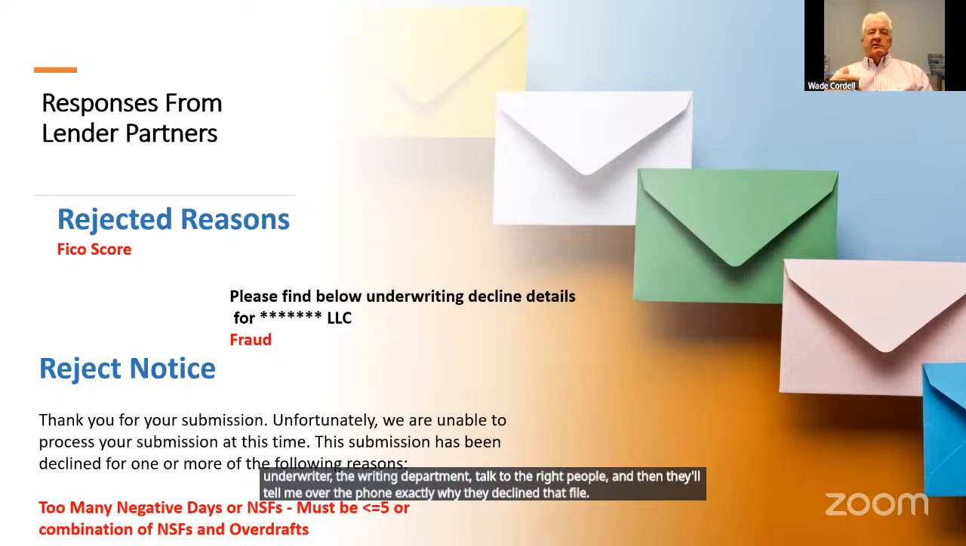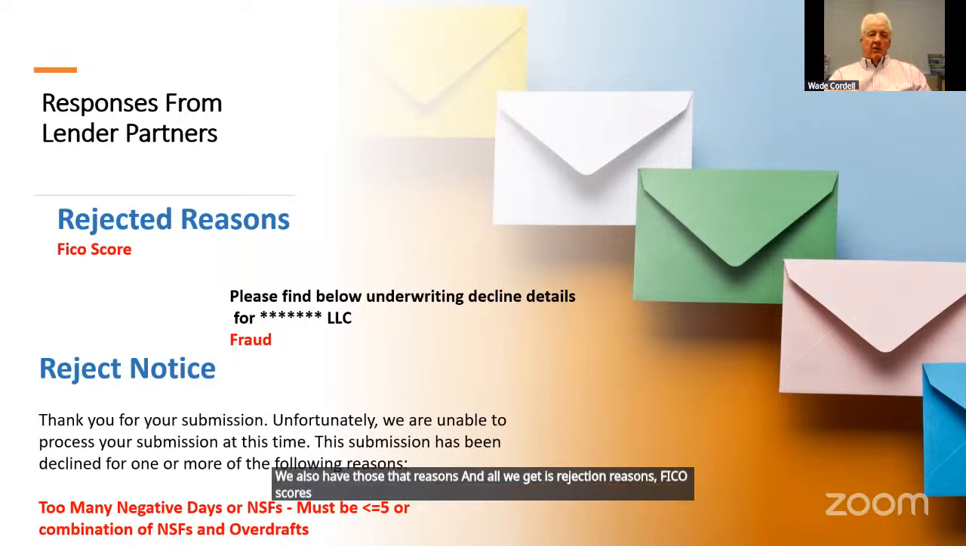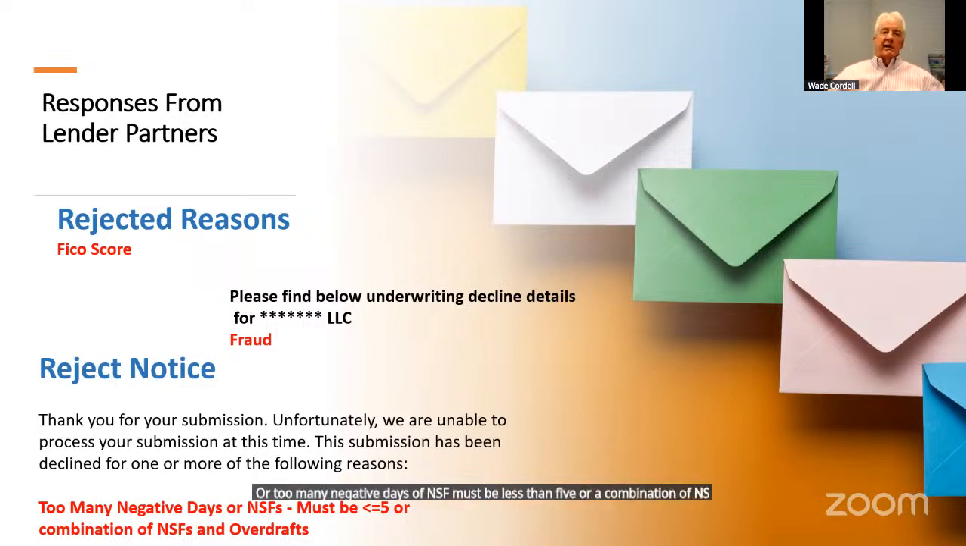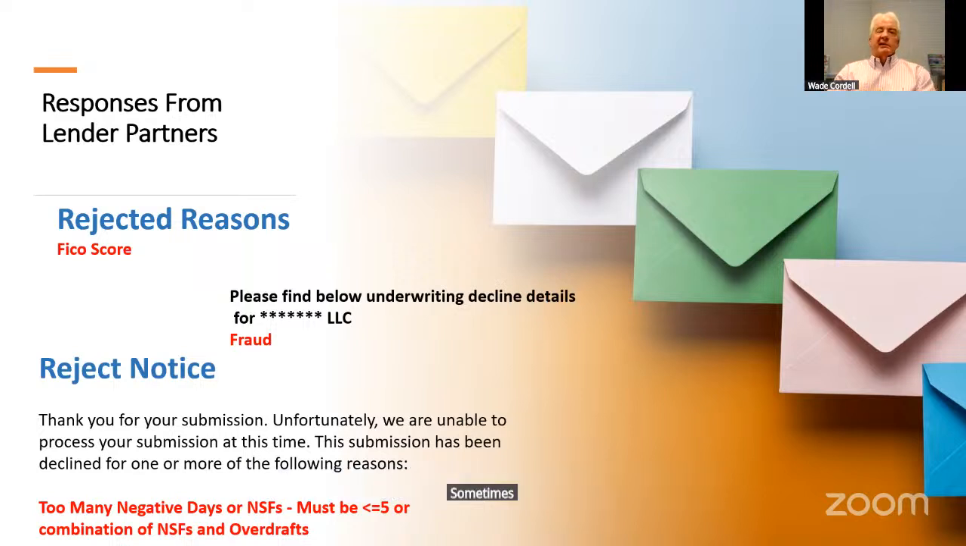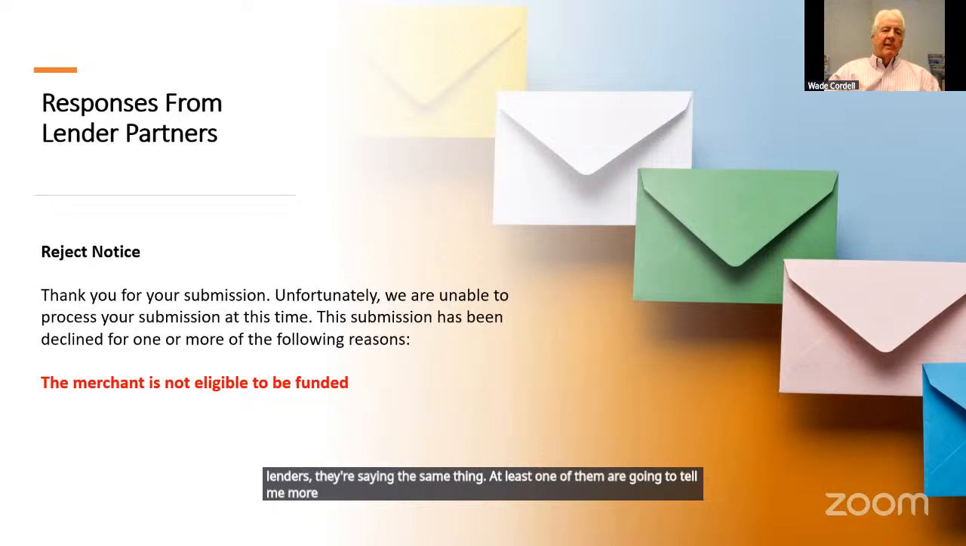We also have those where all we get is rejection reasons: FICO scores, or fraud, or too many negative days, or NSFs must be less than five, or the combination of NSFs and overdrafts is too big. Sometimes it's just as simple as this. So these speak for themselves, except for the fraud part. A lot of times I'll call and ask what that fraud is. But if I've got multiple lenders saying the same thing, at least one of them is going to tell me more detail about that client.